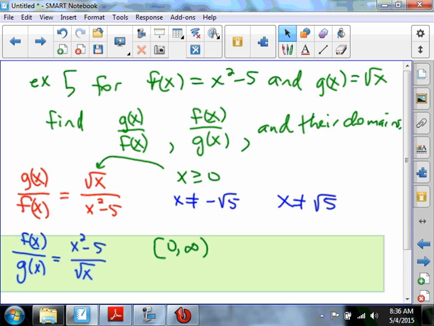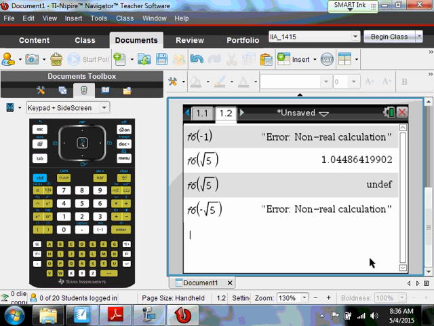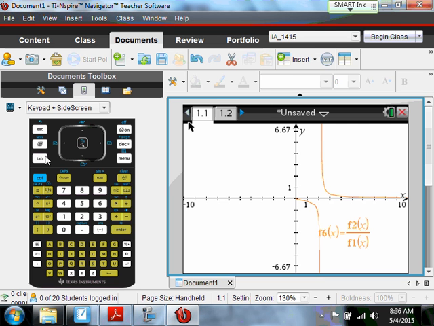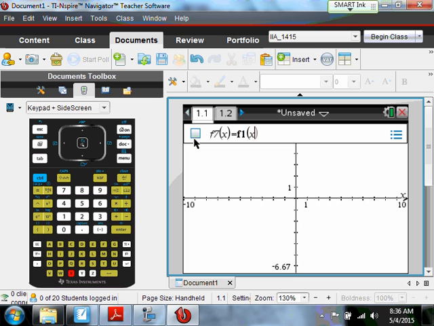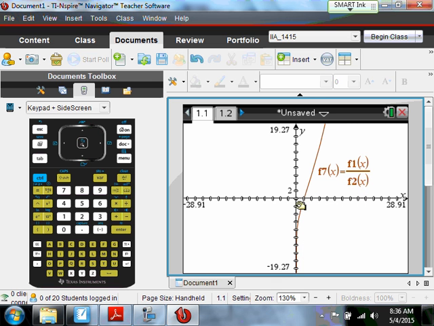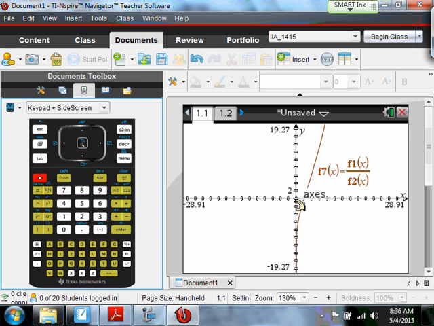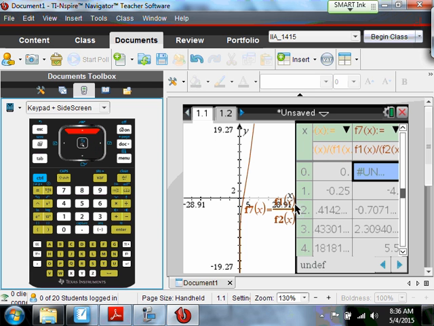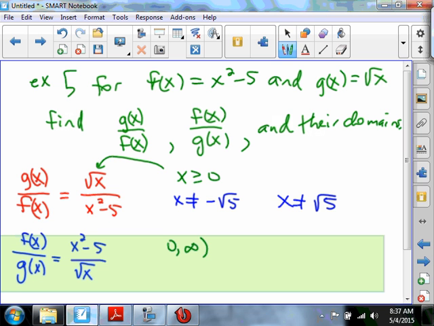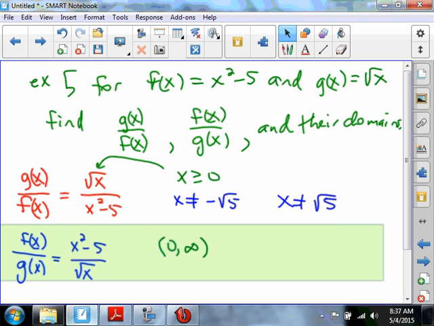But watch. Let's go to the graph. So real quick, let's check the domain on this one. Does this function exist when x equals 0? No, it does not. So the domain here is actually from 0 to infinity, and we don't count 0. Okay?